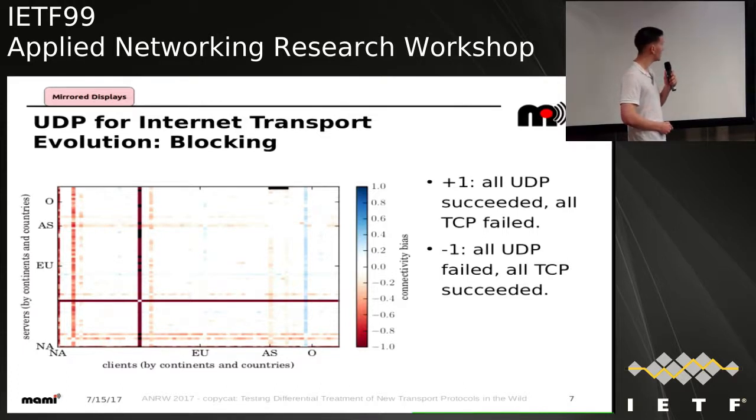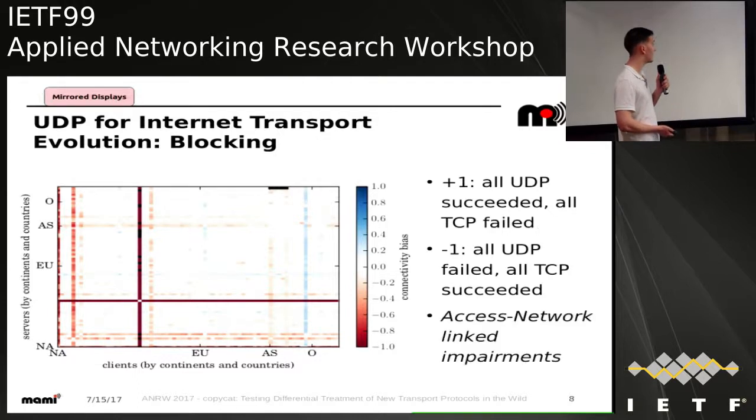Then, I don't know if you can see, but there are some black dots here, which are cases of TCP blocking as well. So this is probably an overloaded node. Still, most TCP connectivity is good. Then there are also a lot of cases with no connectivity bias, so all the gray squares. And the third case are the transient connectivity problems, so the light shades of blue and red. But what is interesting here is that they are clearly line shaped. So this means that those problems are access network linked.